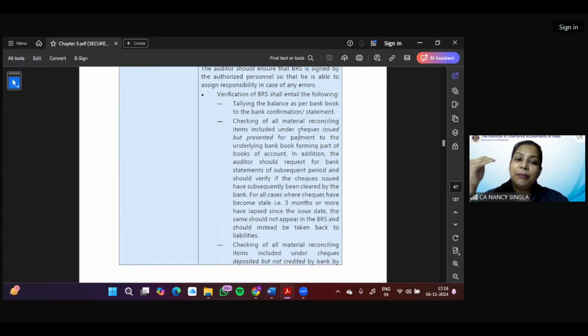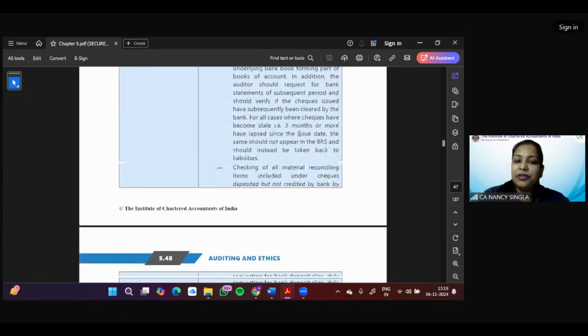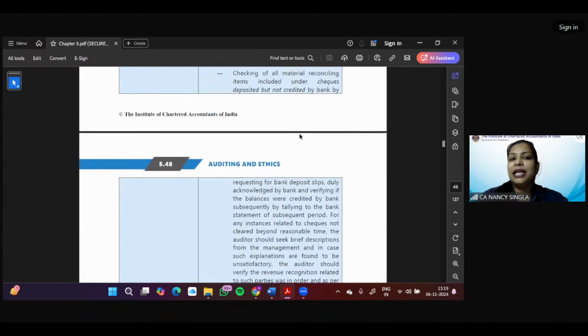And let's say if that check is not cleared, then you all know that 3 months is the time period after which the check becomes stale. So if such is a situation that 3 months or more have lapsed since the issue date, then that amount should be brought back to the liabilities. It cannot be shown as the payment. Simple, right? Same way with respect to another material reconciling item, which is what?